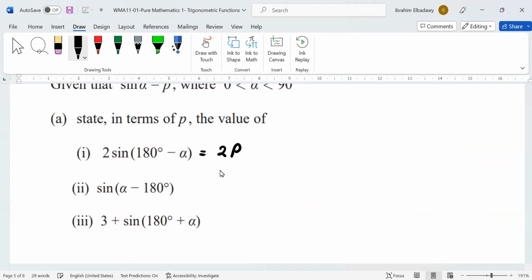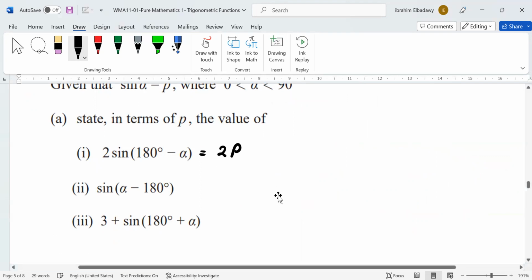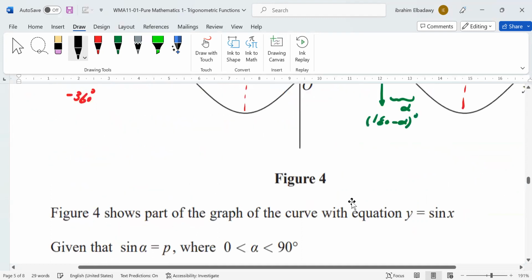What about sine(alpha minus 180)? Here you have to go to the left side. Why go to the left side? Because alpha is an acute angle, minus 180, it will be negative sine. Okay.